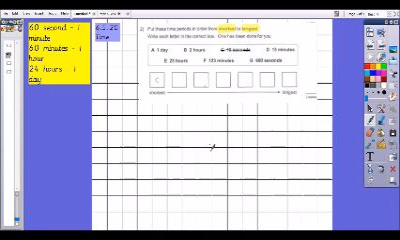Now, this may be a little bit tricky because all of these times are in different units of time. We've got a mix of day, hours, minutes, and seconds. So what we need to do is have a look at converting these into a similar unit of time so we can easily compare them. So I'm going to go through each.